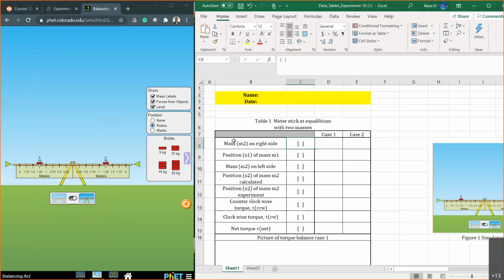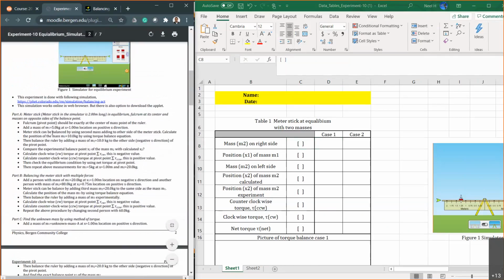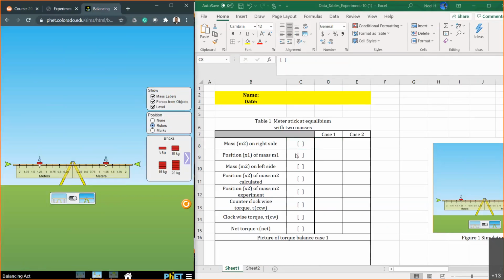So, table number 1, mass on the right side, M2. We can use maybe 5 kilogram on the right hand side at the 1 meter location. The unit of that mass is going to be kilogram. Let's use 5 kilogram, right hand side, exactly 1 meter location. You can get rid of the other mass on the left hand side. And now you can see it is in balance.